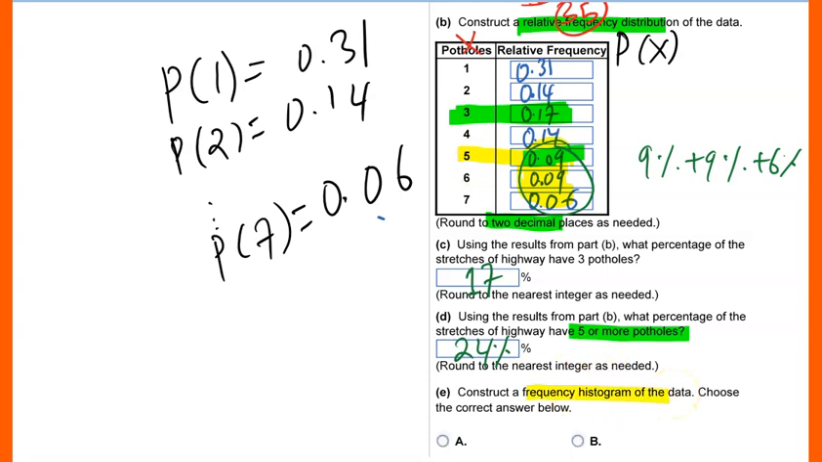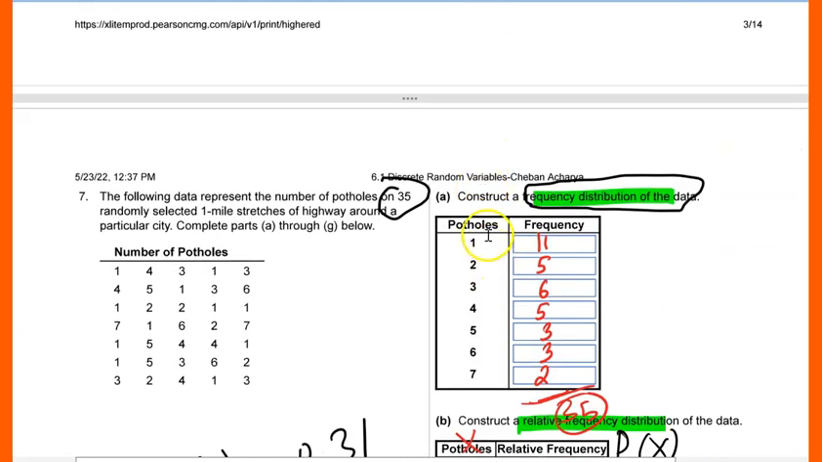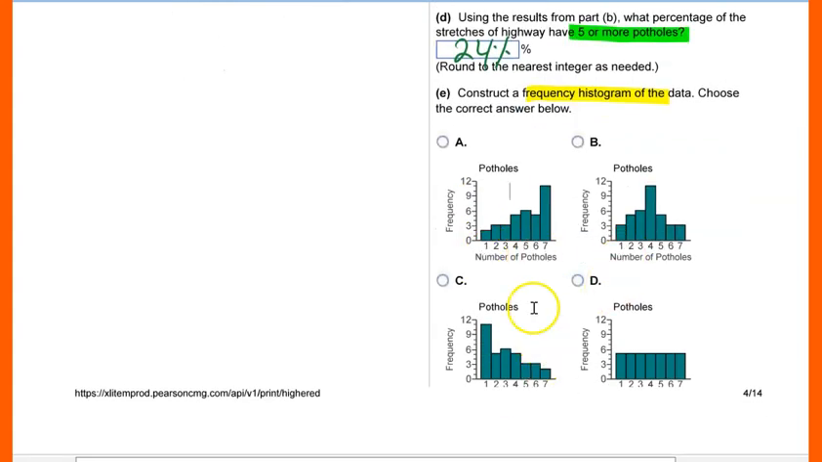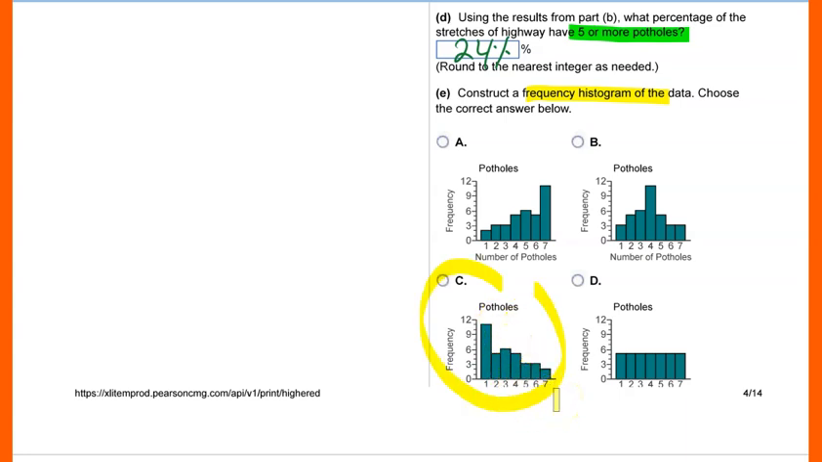And construct the frequency histogram of the data. And you notice that you have 1 pothole frequency 11, 2 pothole frequency 5, 3 pothole frequency 6, and so on. The frequency goes down as number of potholes increases, and therefore in this case this is the right answer. You can see 1 pothole has 11 frequency, 2 pothole has 5 frequency, and so on. You see number of potholes increases, your frequency is going down. Therefore C is the answer.